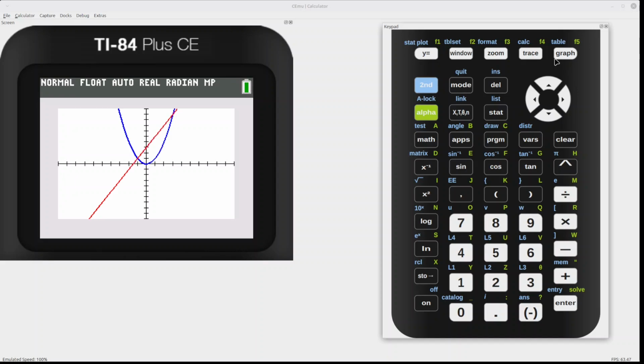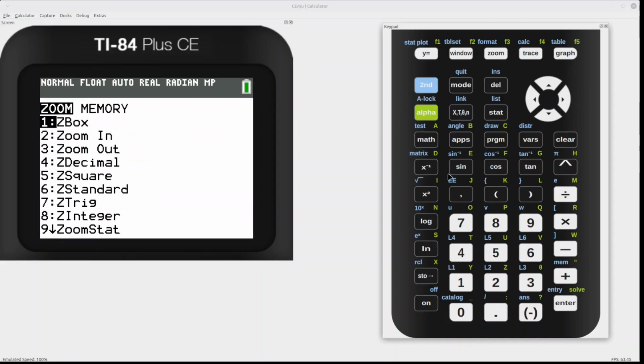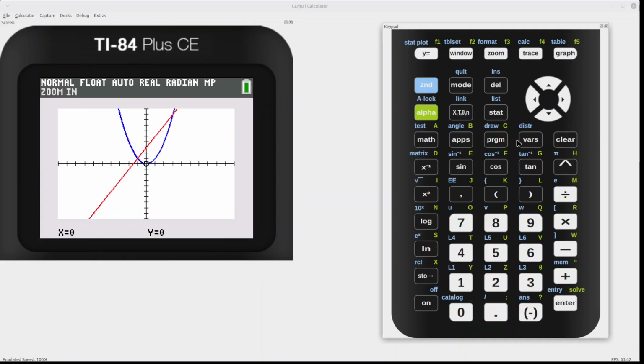So I have two locations. All right, so we're going to have to give the boundaries for this first intersection, and then we'll find the boundaries for the second intersection. All right, so I'm going to zoom in a little bit and put it somewhere close. Press enter.